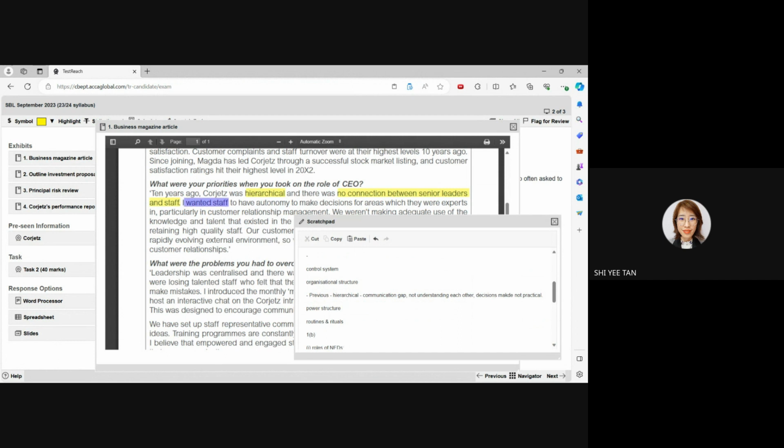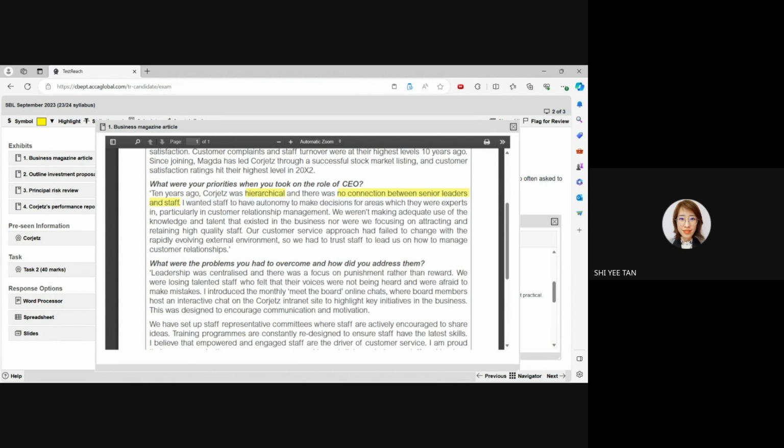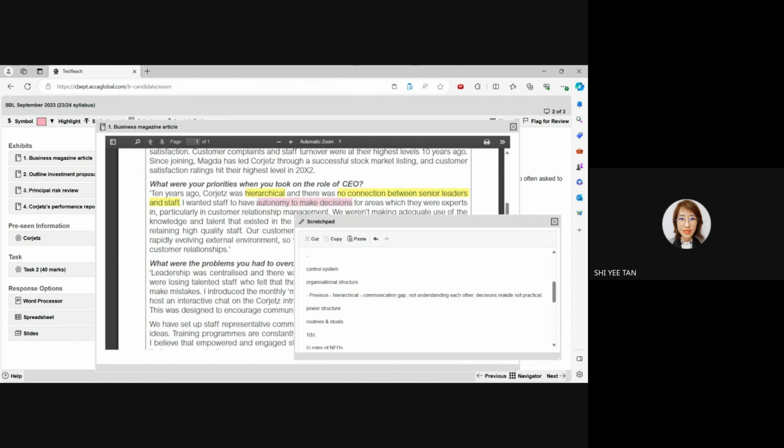Okay? Right. I wanted staff to have autonomy to make decisions for areas they are experts in. This one is the new one. This is a new one. This one is the style, right? So where does it go?